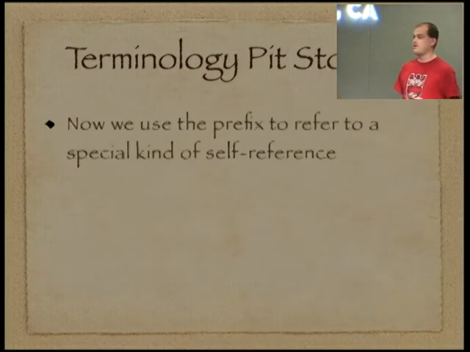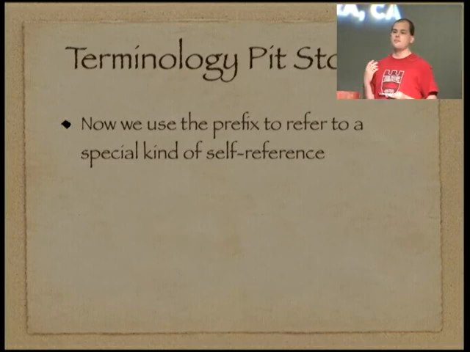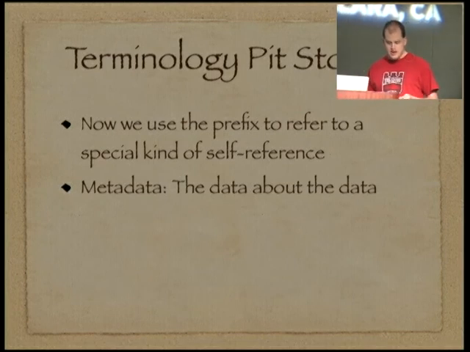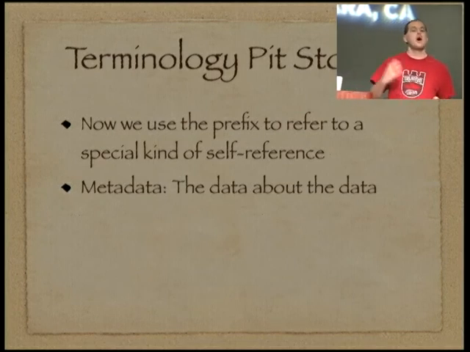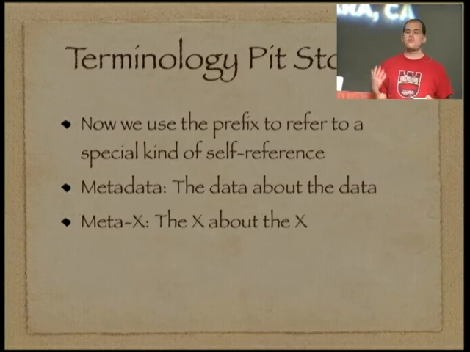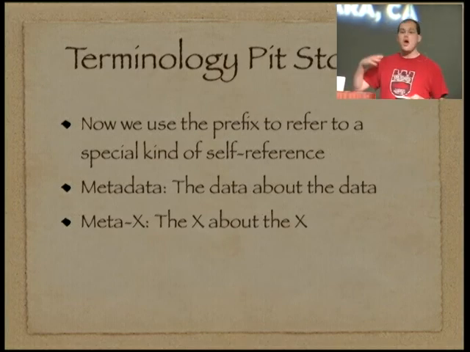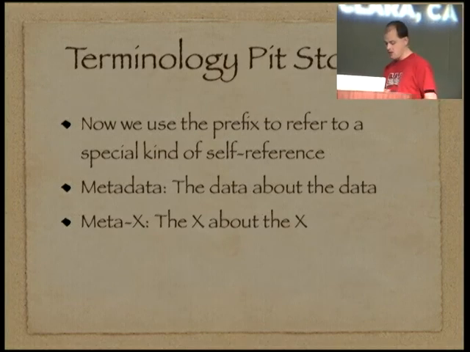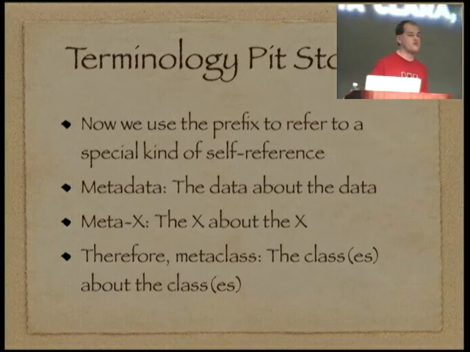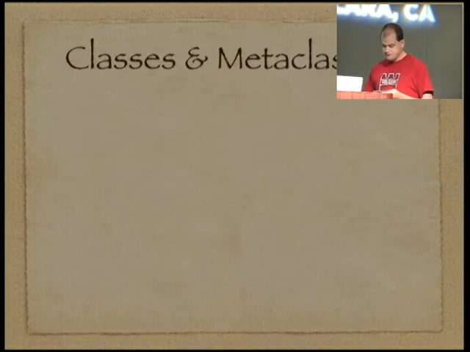We've evolved the term slightly to mean self-reference. When I say self-reference, probably most people in here have heard the term metadata, the data about the data. Really, anytime you hear meta X, it's just the X about the X. So instead of meaning after, it now kind of means about in a self-referential way. Therefore, metaclasses is just the classes about the classes, or the classes, in this case, that created the classes. That's all that a metaclass is.